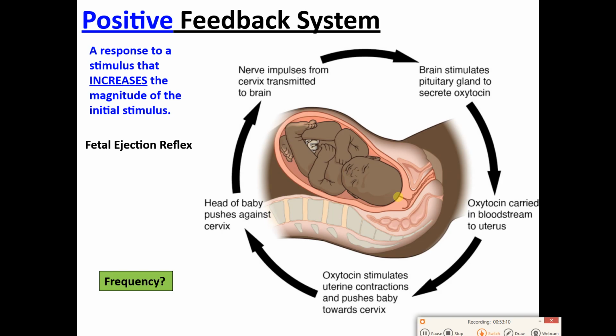So our initial stimulus was stretch to the cervix. Then a response resulted in more cervical stretch. And this will continue, of course, until what happens? Until the baby is born. And this is a situation where we want a process to continue to a greater degree. And so positive feedback is perfect here.